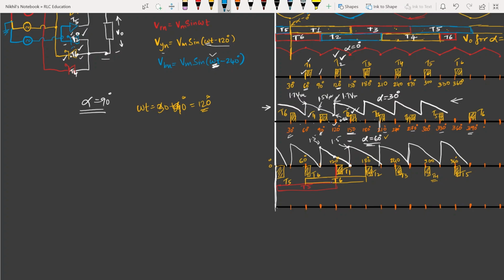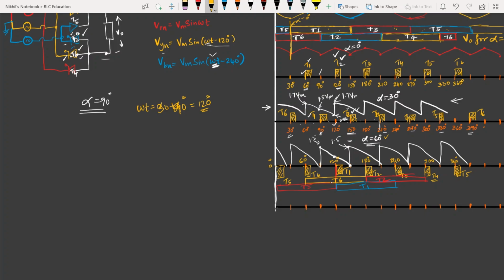And again at 120 degrees T1 has been triggered. That means T1 will be on up to the next 240, that means up to the next 120 degrees T1 will be turned on. At 180 degrees T2 has been triggered. So T2 will be on for the next 120 degrees, that is up to 300. So this will be the T2 time period.